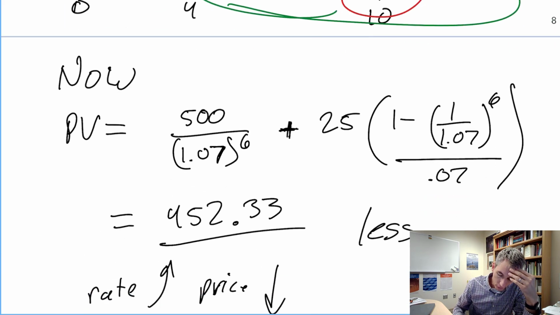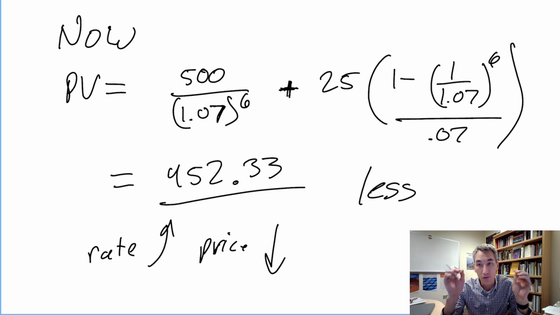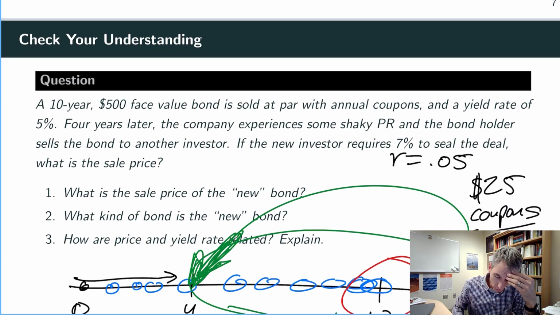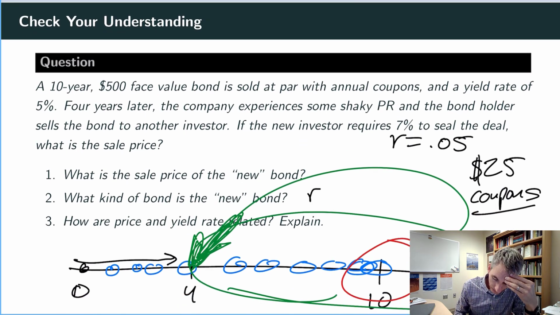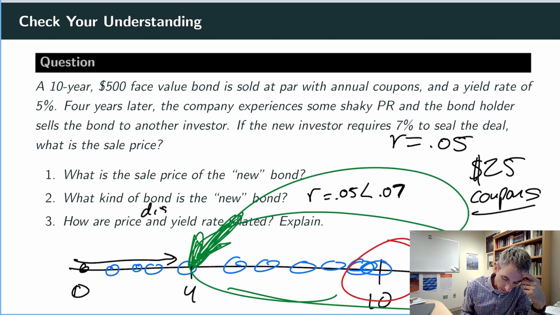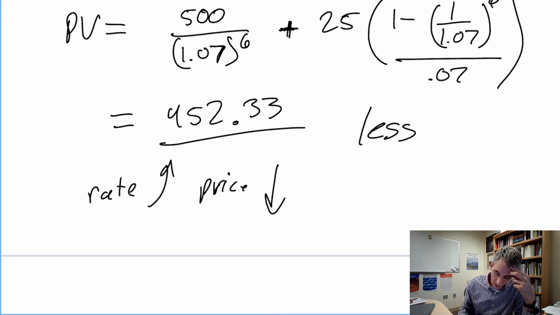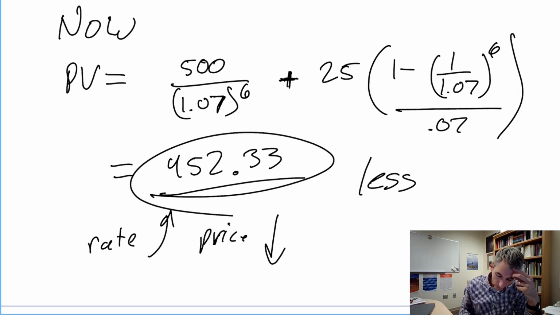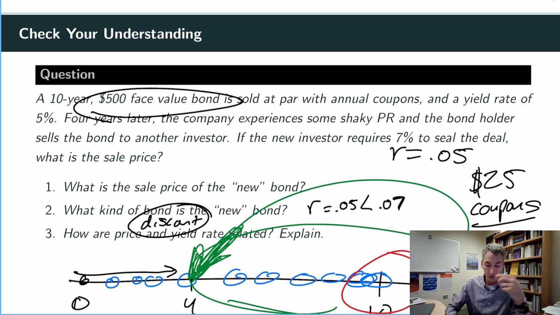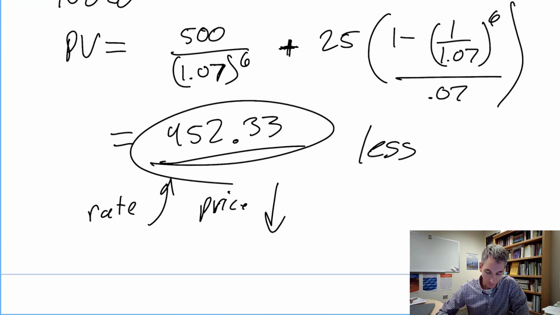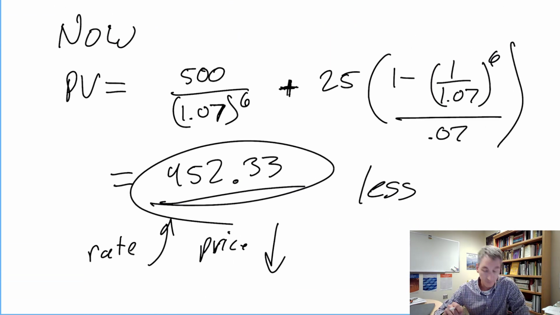What kind of bond is the new bond? Well, it was a 5% coupon bond, and now it's 7%. So the rate on the coupons is 0.05, that's less than 0.07. So you're getting fewer coupons than the interest rate, which means it's a discount bond. Okay, so it's discount. Another way to tell it's discount is the price, $452, is less than the par value, which was $500 originally. So the price went down. It's a discount bond. All right.